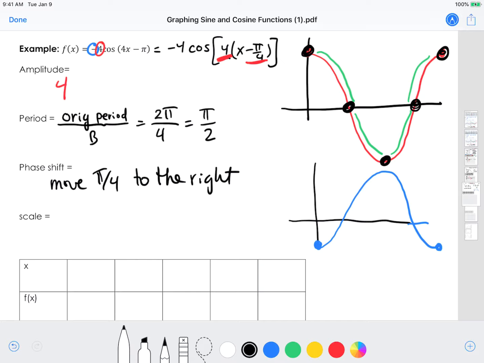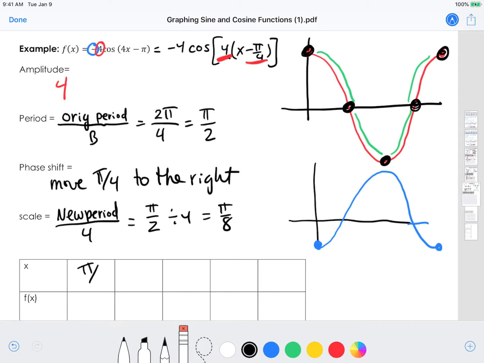Okay, so I'm going to take my translated period and divide by 4. So pi over 2 divided by 4 will give me pi over 8. So I'm going to scale this at pi over 8, and it's going to start at pi over 4. And the whole length of my period should be pi over 2. So normally we start at 0, but it says we're shifting this to the right by our phase shift. We're going to shift it to the right, pi over 4.